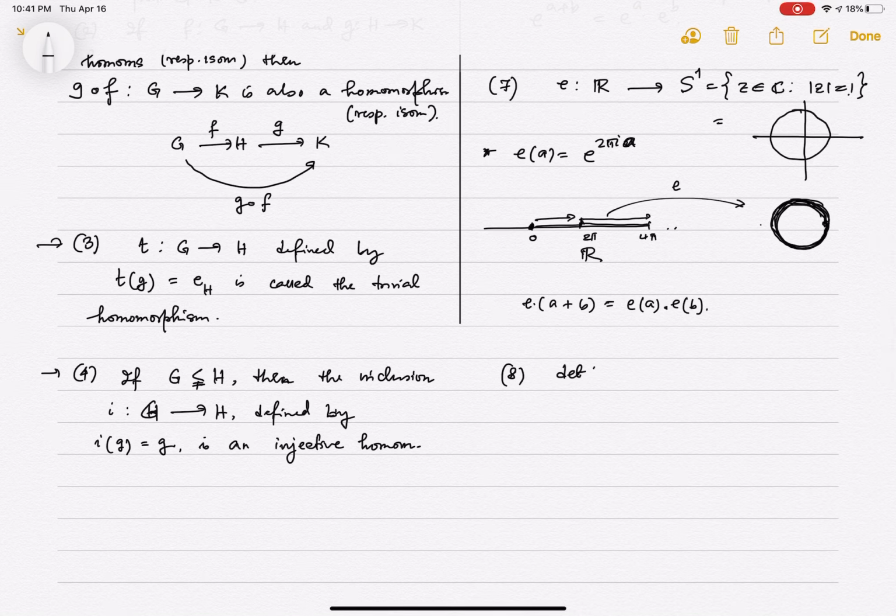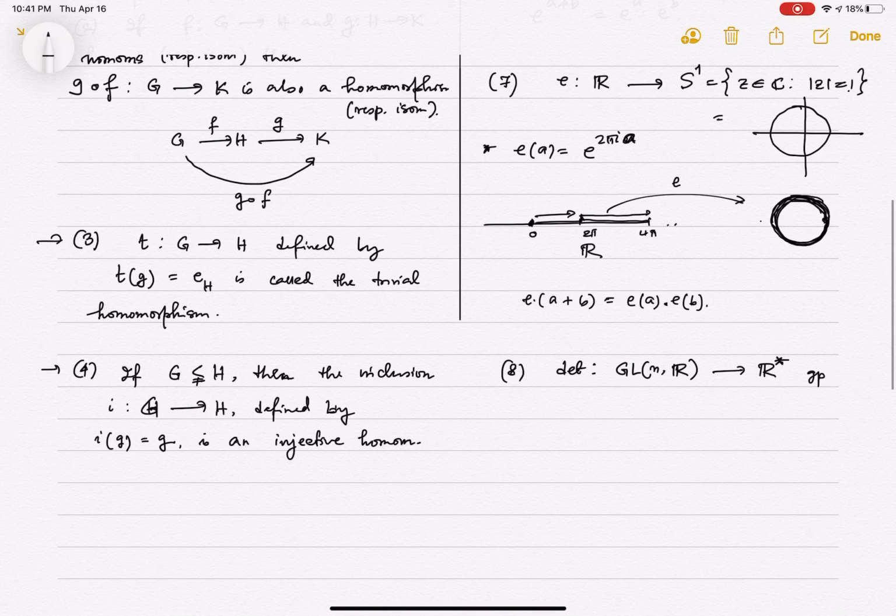The determinant map. This is something that you have seen, from n by n real matrices to non-zero real numbers. This is a group homomorphism. In this case, the homomorphism property says the determinant of a product of two matrices is the product of the determinants, which you know. Again, here, this product is the matrix product, whereas this product is the product of real numbers.